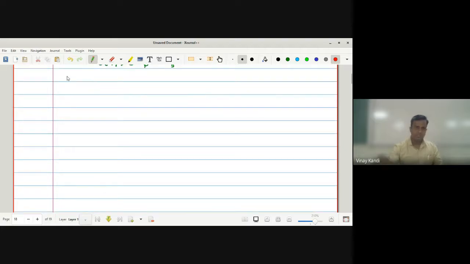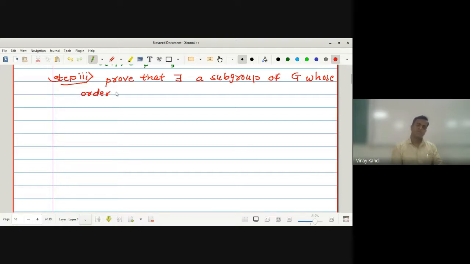Look at here, this is step number 3. Third step: prove that there exists a subgroup of G whose order is p raised to i plus 1. Okay, we have to prove this one. By using step number 2, we have to prove this one.